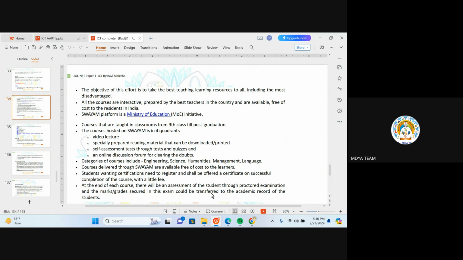There is some assessment, some test. If a student wants certification, he has to give an exam-like assessment. So they can get marks in that exam, and they will get that certification, and there will be an academic record of that student.